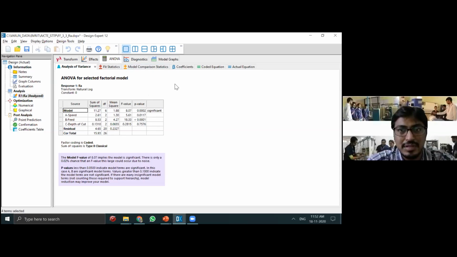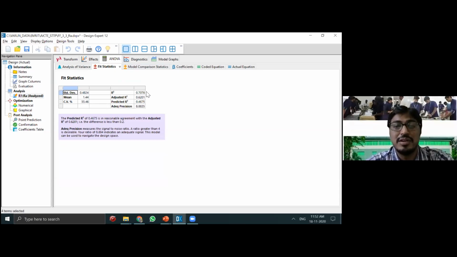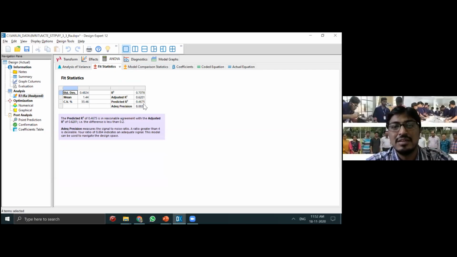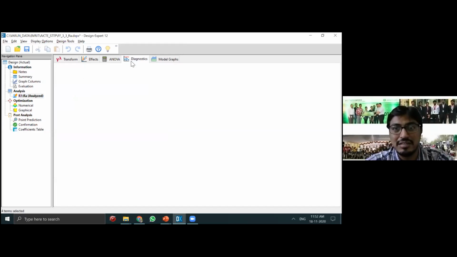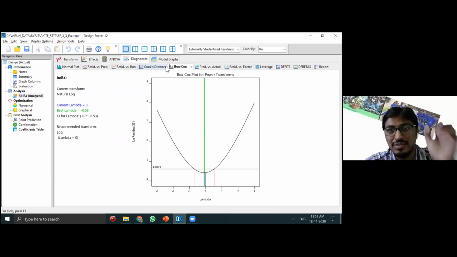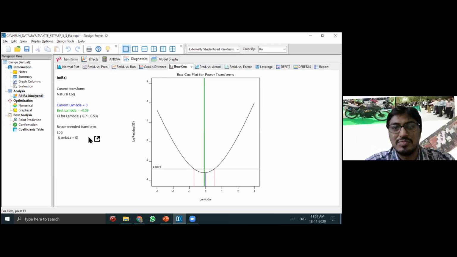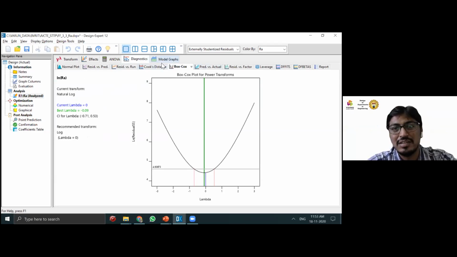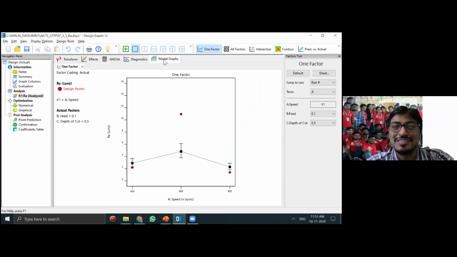And apart from that, the R square values should be 0.9 and above. Adjusted R square also 0.9 and above. Predicted can be less. But this is the standard procedure that we follow. Then diagnostics, as I told you, we can do, but we don't use this. But we use the Box-Cox plot for seeing the recommendations. It will directly recommend which kind of transformation is required. And the most important thing required is the model plots. This is the most important thing for us.